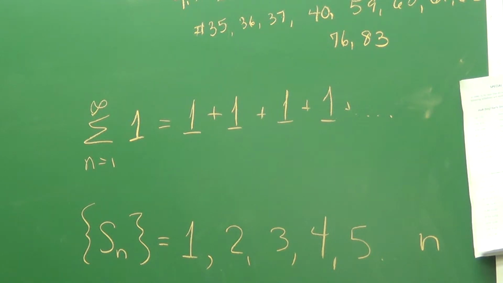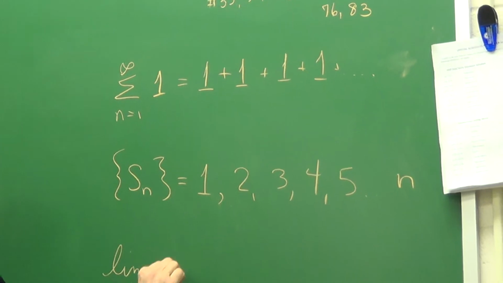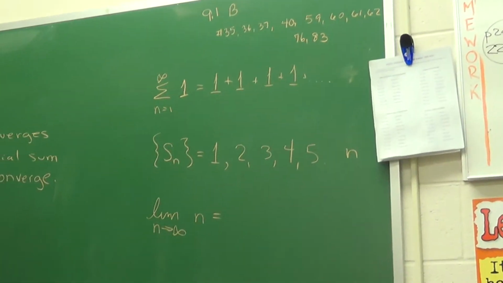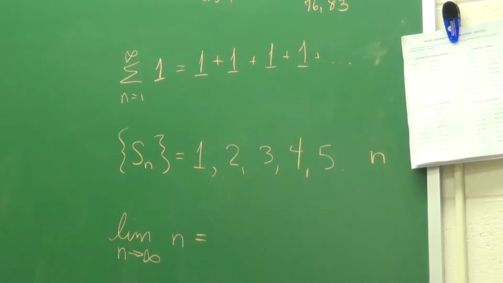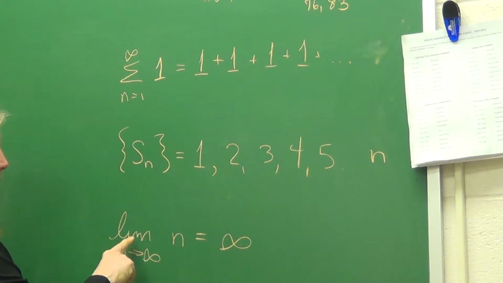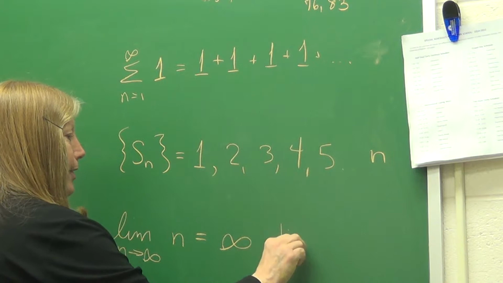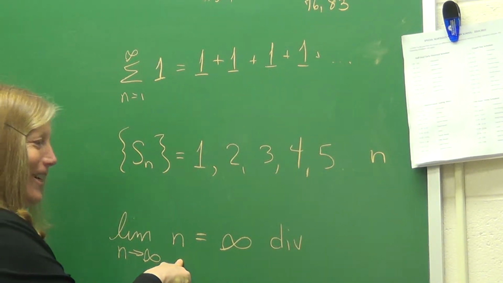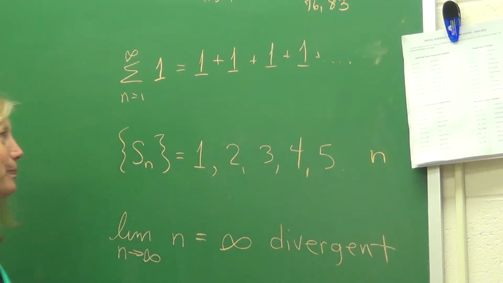So does that converge or diverge? Diverge. What do you think? It goes to infinity. So it is divergent. So the limit of n as n goes to infinity is just infinity. There's no algebraic trick we can pull out for n. Divergent. Okay. All right, the last example will be a little more interesting than that one.